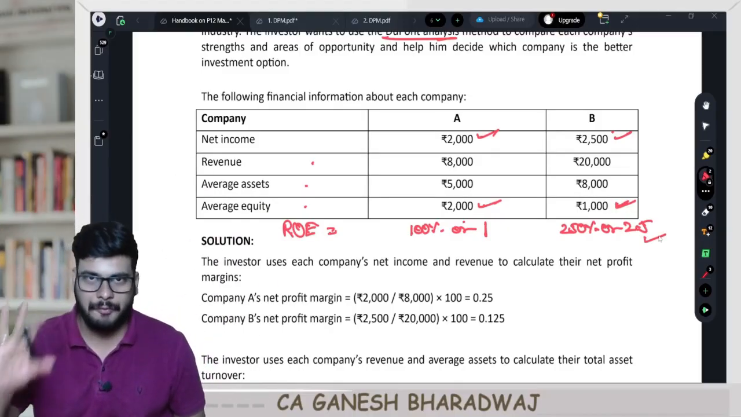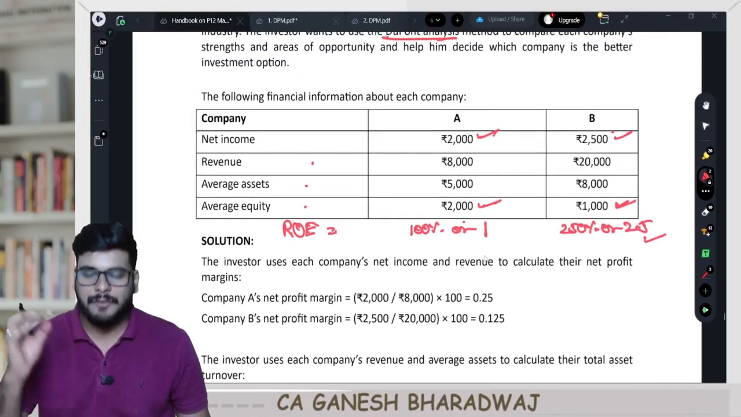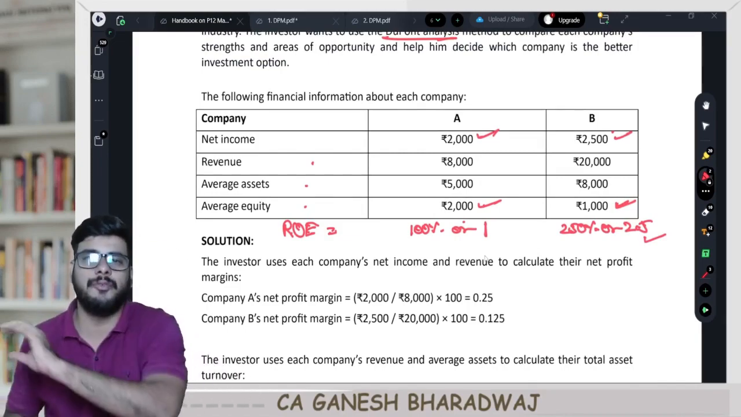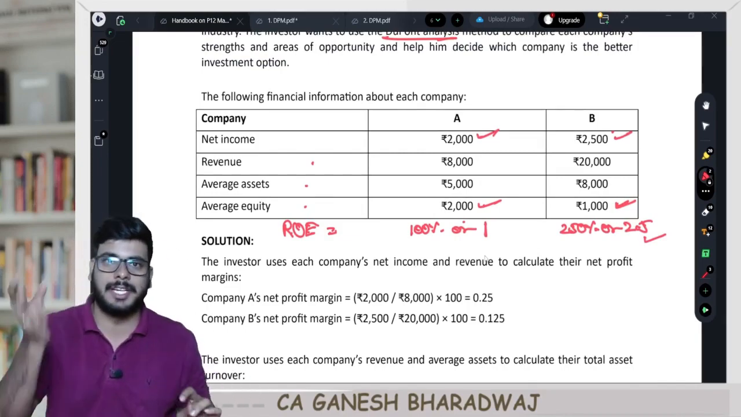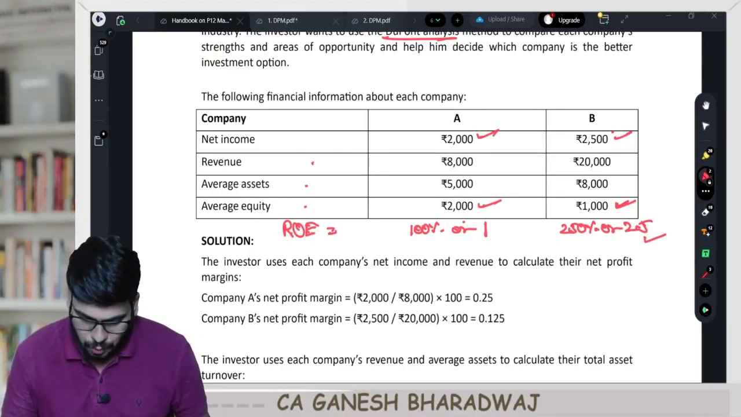Correct? Now, wait, do not jump to that conclusion. What we will do is, for each of the two companies, calculate the breakup of this return on equity, that is the profitability, efficiency, and leverage effect. So that is what we have done here.